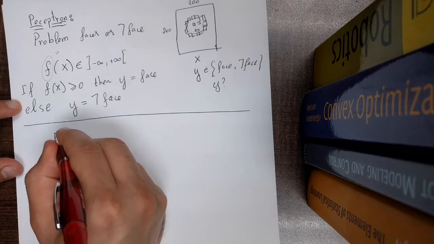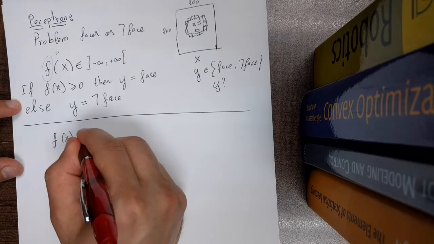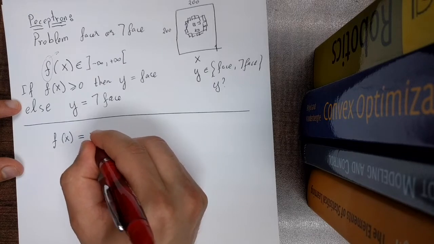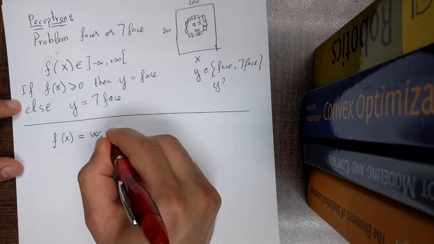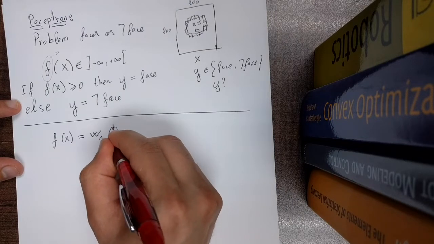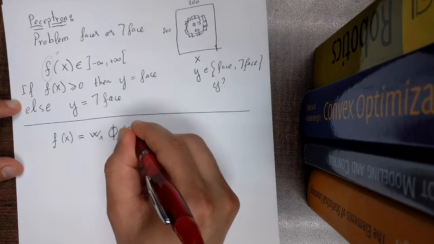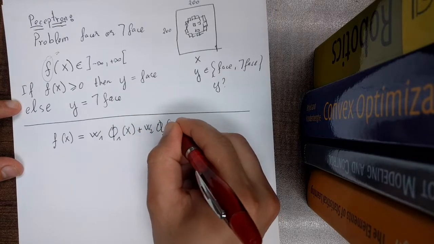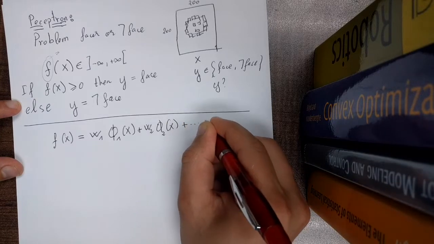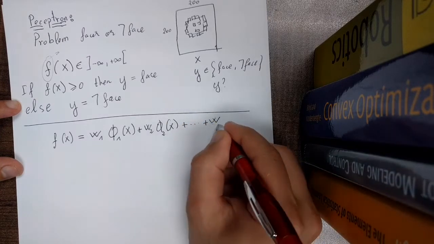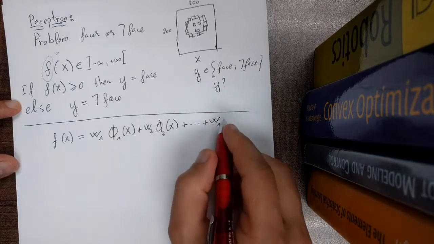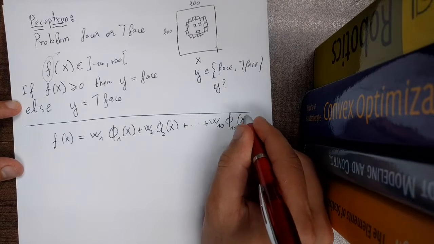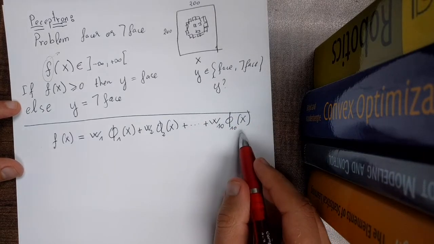the function f of x is a linear function. So you have some scalars or weights, w1 times something that we call a feature, which I will explain, feature 1 of x, plus w2 times feature 2 of x, plus, and so on, until let's say you have 10 features. You can have as many features as you want. Then you have w10 times phi 10 of x.